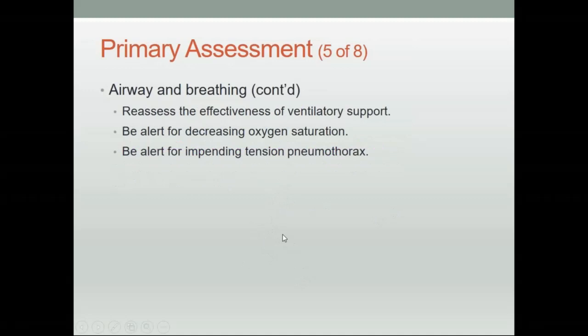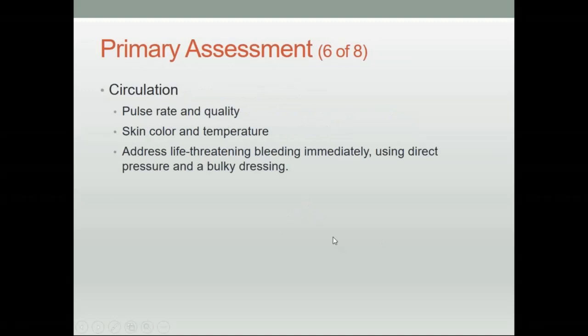Okay. Every time we reassess, we're going to reassess the effectiveness of our ventilatory support. We can constantly do that. We can see if we have good chest rise. We can see if the color of our patient improves. Is our patient still cyanotic? Or has their color improved? We know if we have effective ventilatory support for our patients. And we're always watching for signs of the development of a tension pneumothorax.